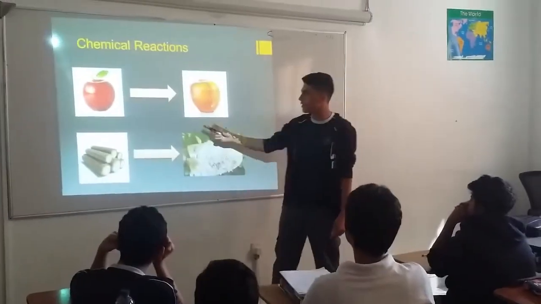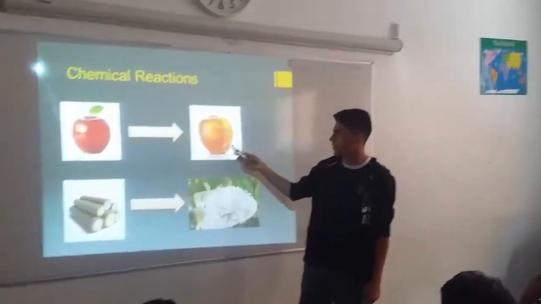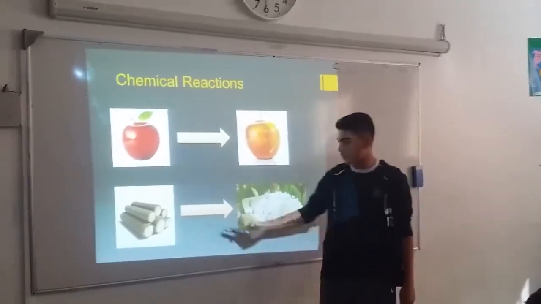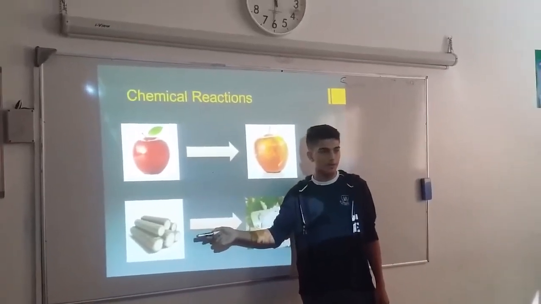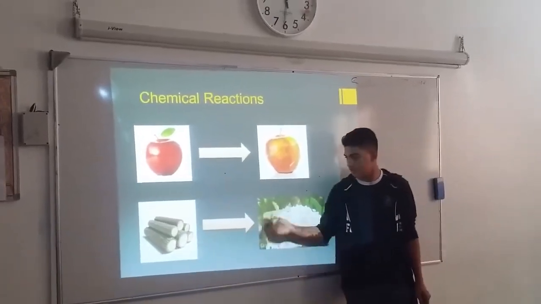For example, here we have an apple, and one example of a chemical reaction for an apple is ripening, as you can see in this picture. Also, you have here wood, and another example of a chemical reaction for wood is burning, which forms ashes, as you can see in this picture.